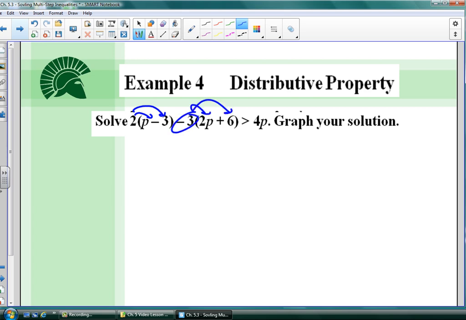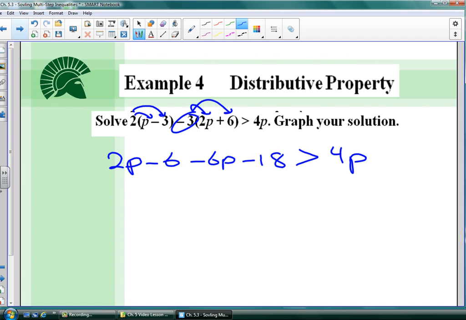I must distribute the thing on the outside with everything on the inside, so that's a positive 2. So positive 2 times p is 2p. Positive 2 times minus 3 is minus 6. Minus 3 times positive 2p is minus 6p. And minus 3 times positive 6 is minus 18. Notice there's no distributive property on the right side, so I'm going to end up with 4p again.